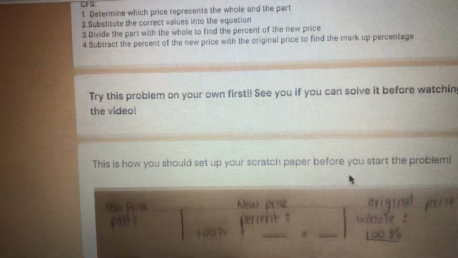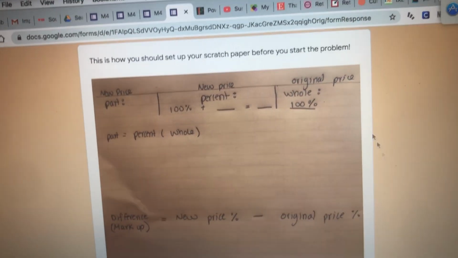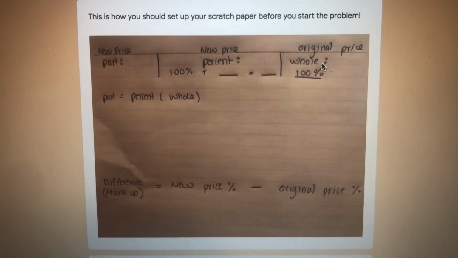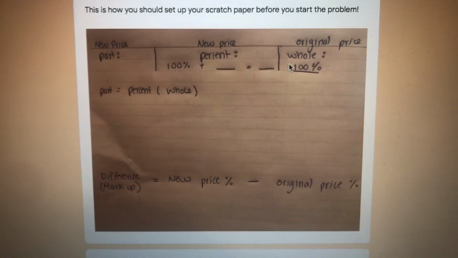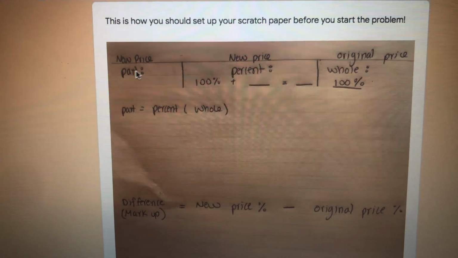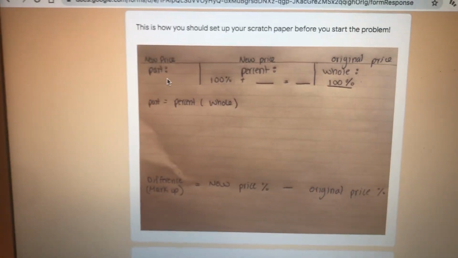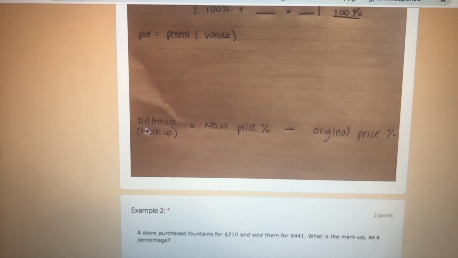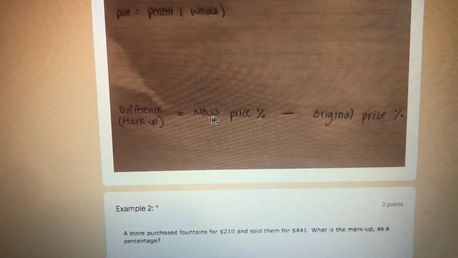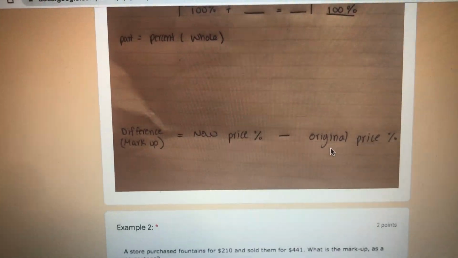Now, how you should set up your work, I have it over here. And we are actually going to get started on that. So you have the original price, which represents the whole. The whole's at 100%. We know that. The new price, and with the part and the percent, because that's what it's going to give us today for our classwork. And the last is to remind you that the markup is the difference between the new price percent and the original price percent.